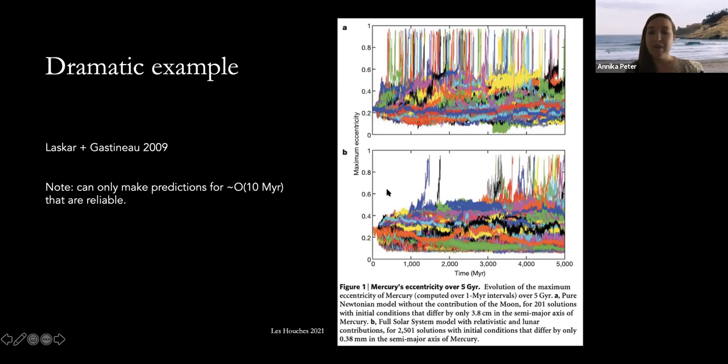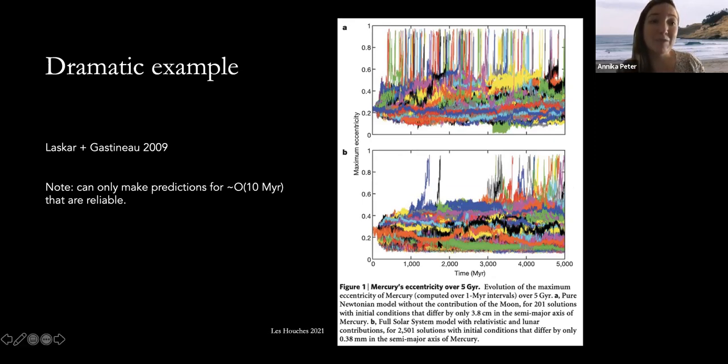In this bottom model, they have their full solar system with GR and moons. In this case, they've got 2,500 different initial conditions, where the only difference is that they've changed the semi-major axis of Mercury's orbit at the beginning by 0.38 millimeters. And still, look at this huge variety of different outcomes. When the eccentricity goes to 1, that means Mercury has just crashed into the sun. So goodbye, Mercury. You can see in a fair number of these cases that Mercury crashes into the sun.